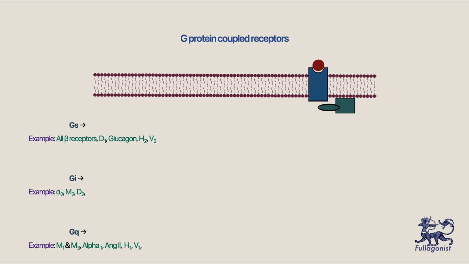G-proteins have types that you need to know: GS, GI, and GQ. GS receptor is coupled with adenylyl cyclase. This enzyme converts ATP to cyclic AMP, a secondary messenger that promotes phosphorylation by activating protein kinase A. This leads to the phosphorylation of the substrates. In the cardiac myocyte, it increases calcium inside the cell and leads to the contraction.